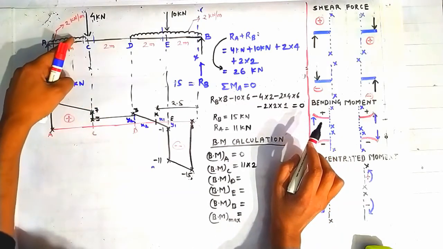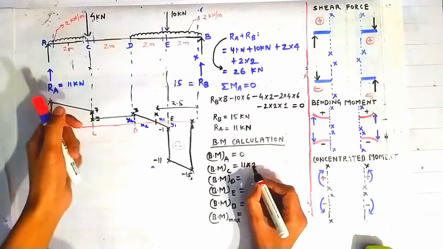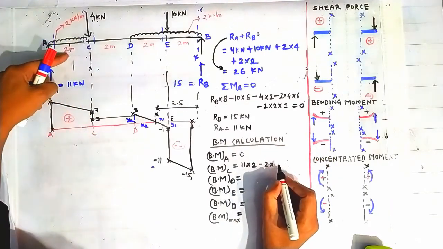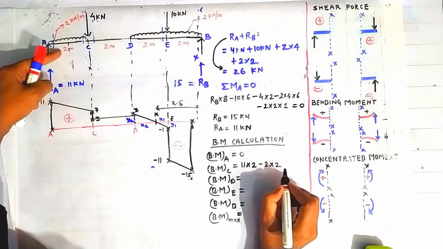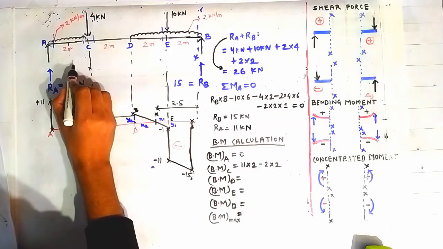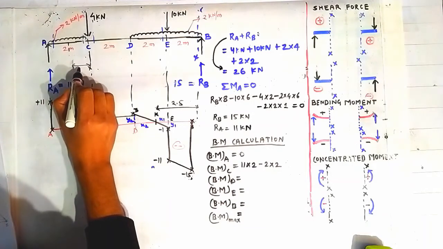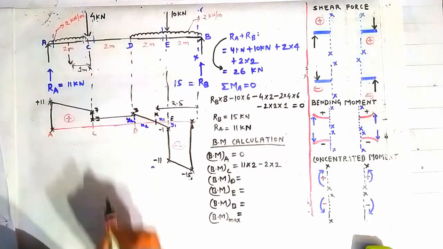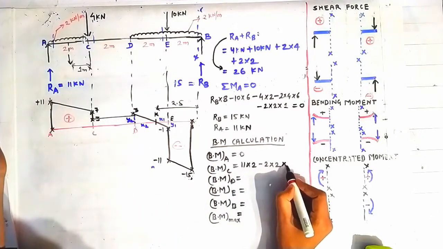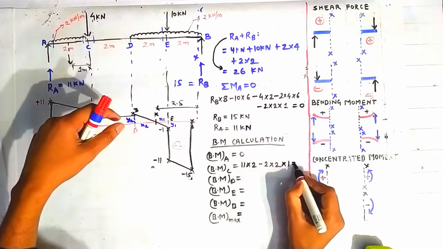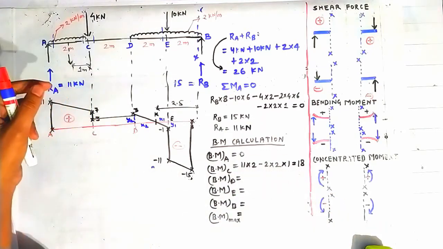And this UDL is contributing a bending moment of magnitude 2, that is the intensity, into the length of this UDL, 2, and it will act at a distance of 1 meter from this section XX, that is in the middle of this span. It will act like this. So here I will write 1. Now what will it give? It will give me 18 kilonewton meter.